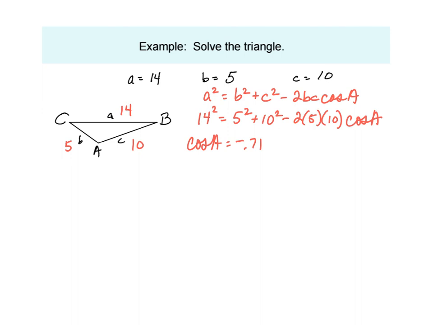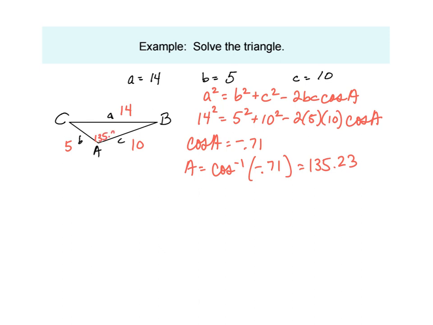Now, cosine's negative in the second quadrant and also in the third quadrant. But in a triangle, I can only have an answer in the second quadrant. So to find A, I can do inverse cosine of -0.71. And that is 135.23.